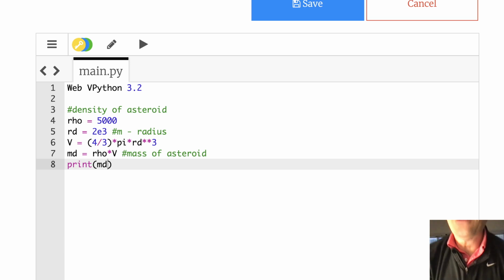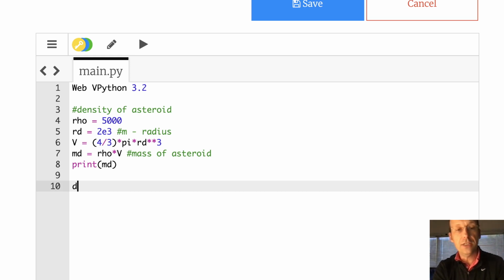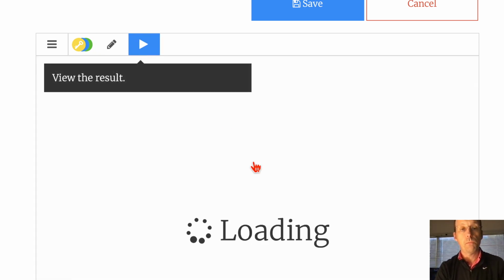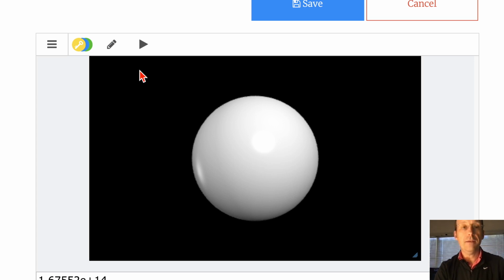Okay, I already calculated the mass. I already told you that. That's fine. Let's make DonaldJohanson. I'm going to call it DJ. It's going to be equal to sphere, let's put it at the origin. Position equals vector 0, 0, 0. The radius is going to be equal to 2 kilometers. That's what I said, 2e3. That's all I need. Run that. So there it is. Yay.